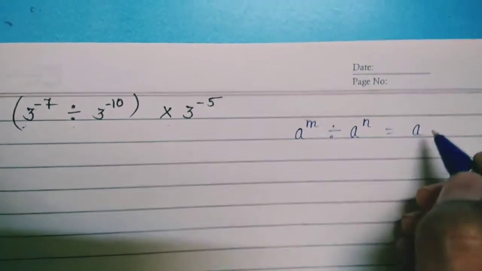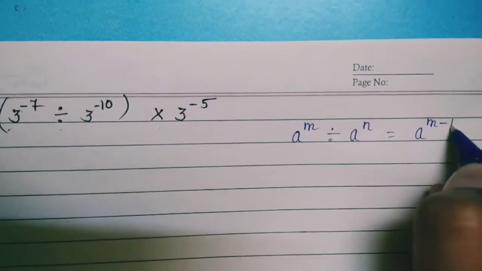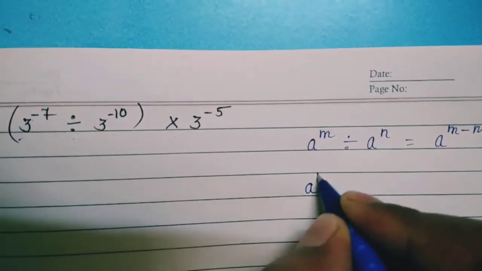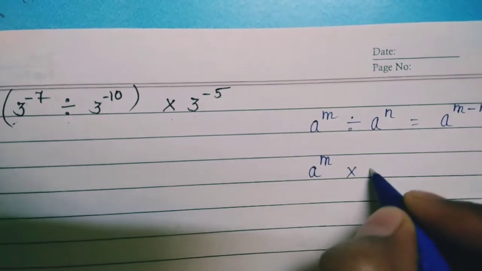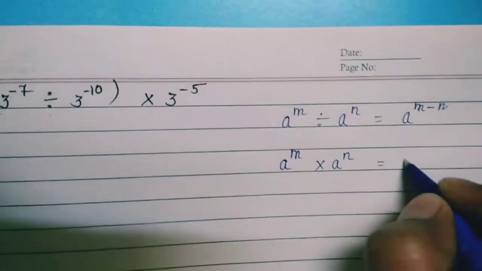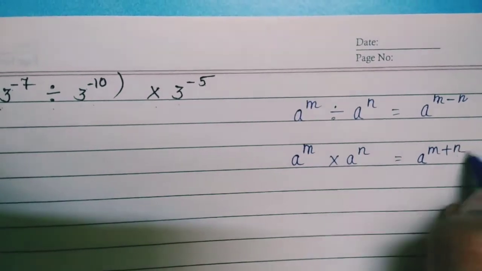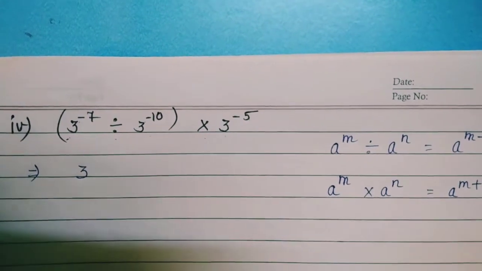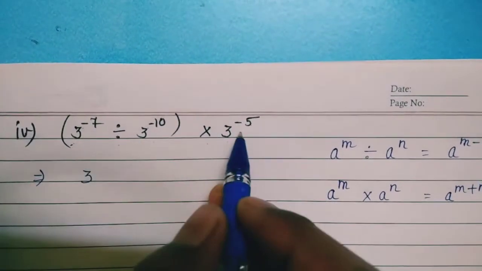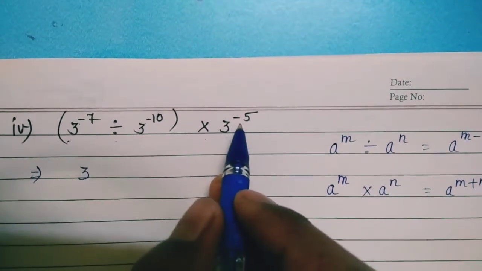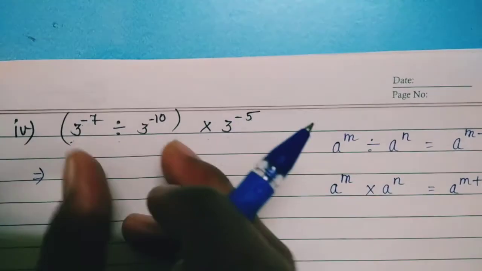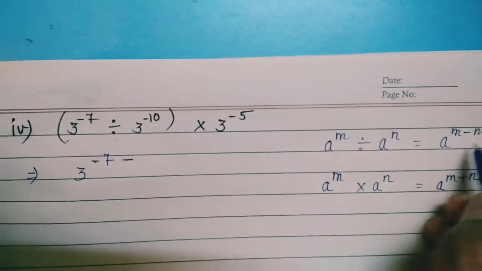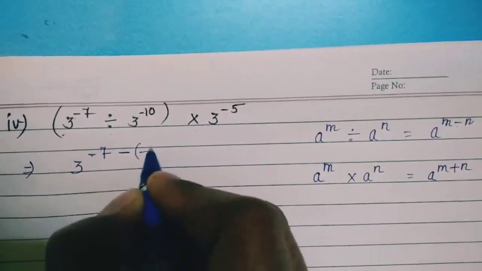So what are we doing? We are doing a raised to the power m minus n. Its opposite we do in the case of multiplication. When we have a raised to the power m multiplied by a raised to the power n, at that time our powers are added with each other. So the base is same, that's why we write 3 only one time. Whatever is going on, that is going on in the exponent. So in the case of division, we will apply this: minus 7 minus of this, then minus 10.